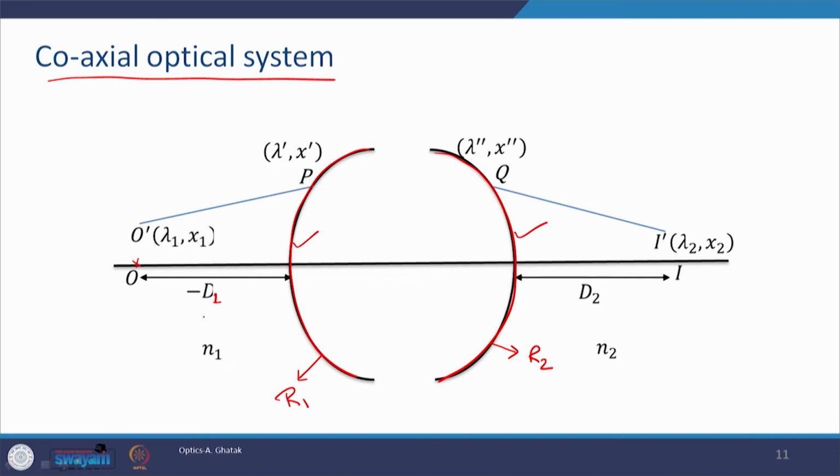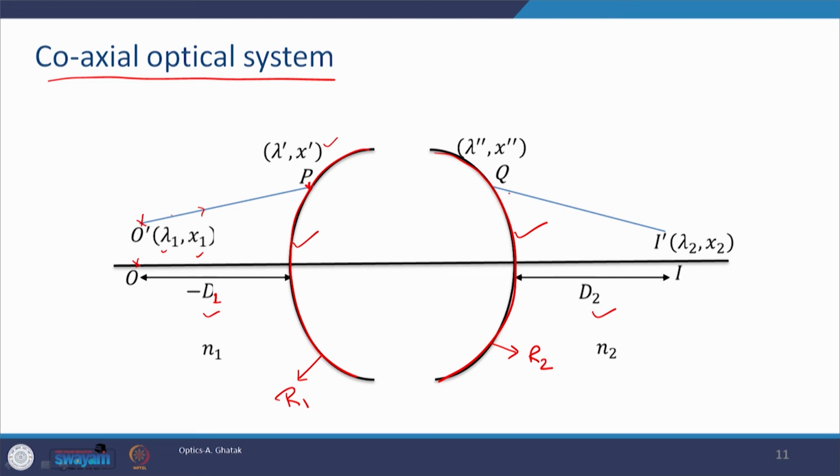d1 is the position of the object from the left refracting surface and d2 is the position of the image from the right refracting surface. Now, OO prime is the height of the object, which is x1, and the coordinate of O prime is lambda 1, x1, and from O prime a ray emanates and it falls on the left refracting surface of the optical system, and the coordinate of this point is lambda prime, x prime.